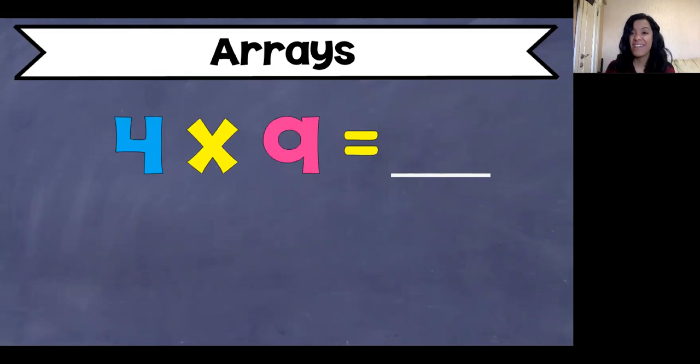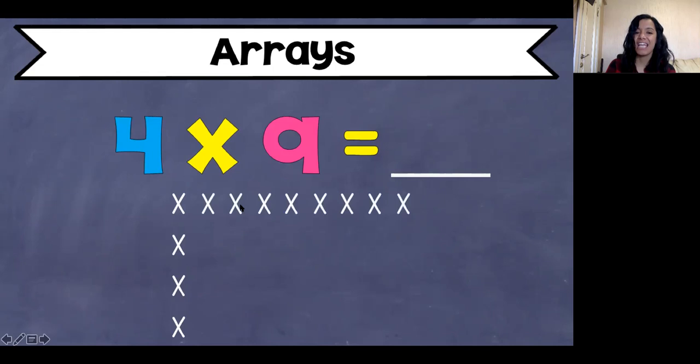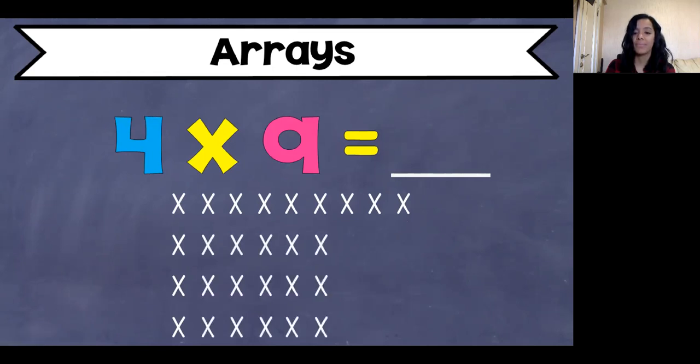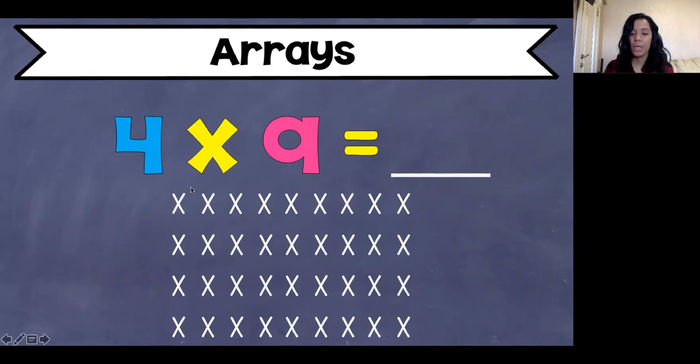Let's try 4 times 9. 4 going down, 1, 2, 3, 4. How many going across? 9. 1, 2, 3, 4, 5, 6, 7, 8, 9. And we're going to go ahead and fill them in. Okay, make sure you have nice even rows going across and columns going down.